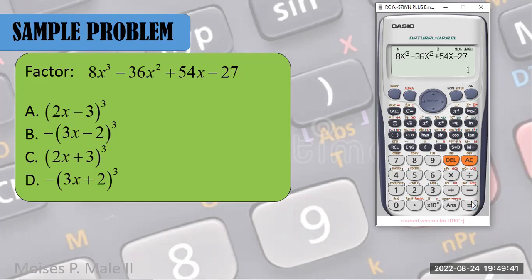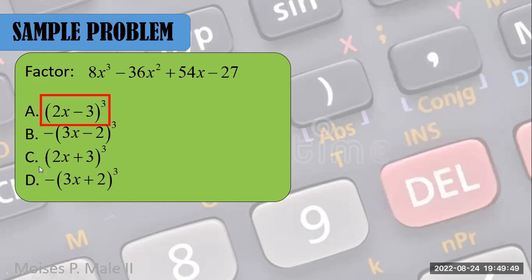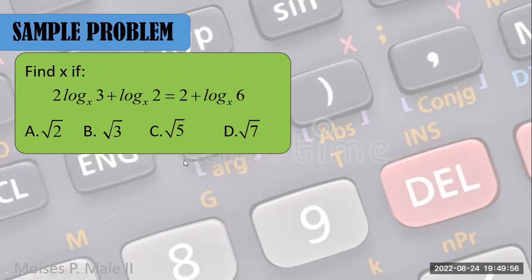Okay? So 1, then 1. So, straightforward, you now have an answer. Next, 2x minus 3 cubed. Okay, same thing here. You can use shift solve for this. You can also use calc, but with calc, you need to transpose everything. Then you can use calc.